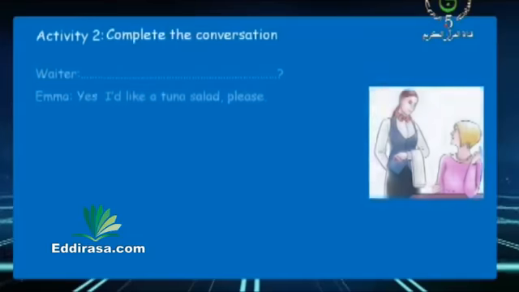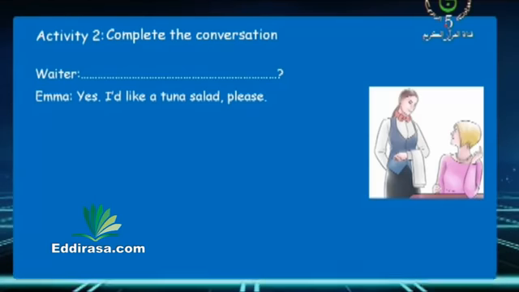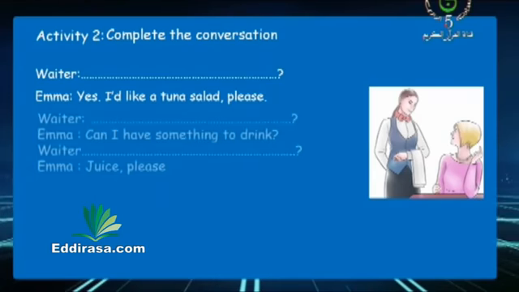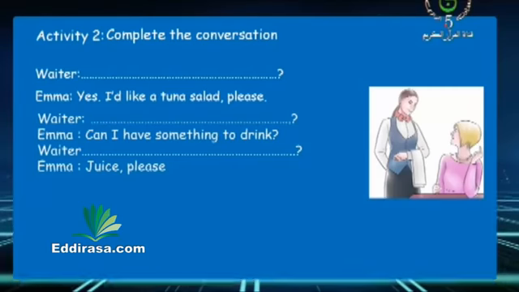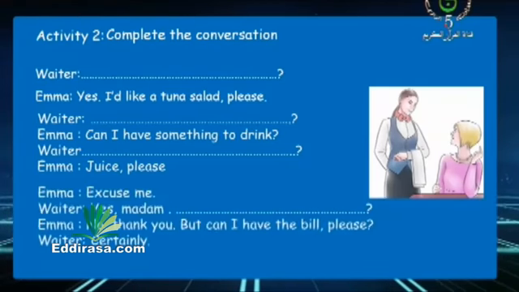Let's see together. First one, we have Emma, so we have waiter. Emma: Yes, I would like a tuna salad, please. Waiter: ... Emma: Can I have something to drink? Waiter: ... Emma: Juice, please. Emma: Excuse me. Waiter: Yes, madam. Emma: No, thank you, but can I have the bill, please? Waiter: Certainly.